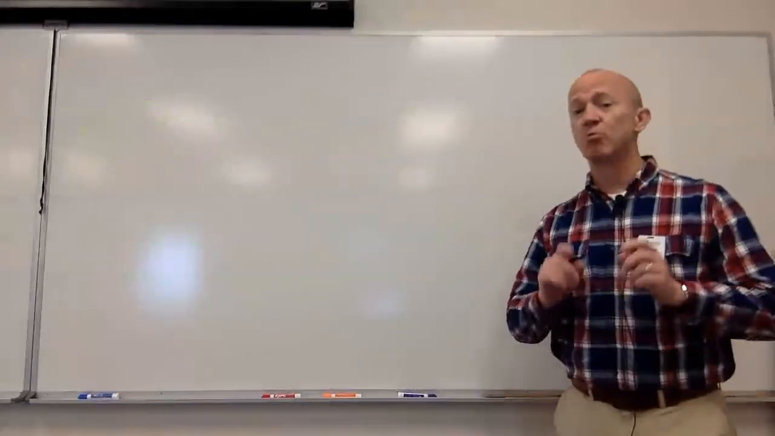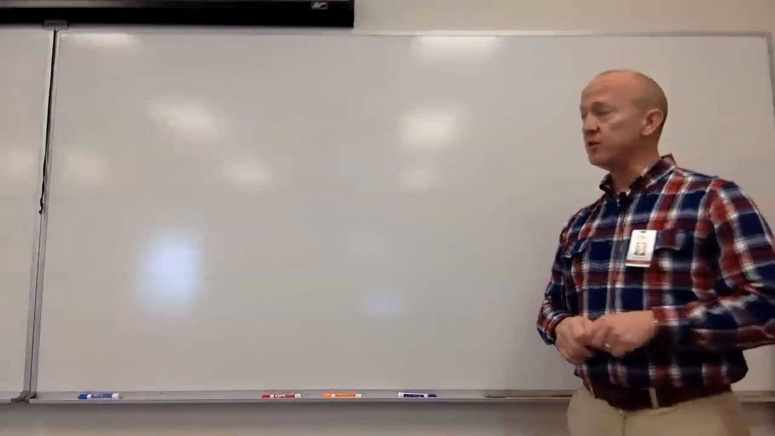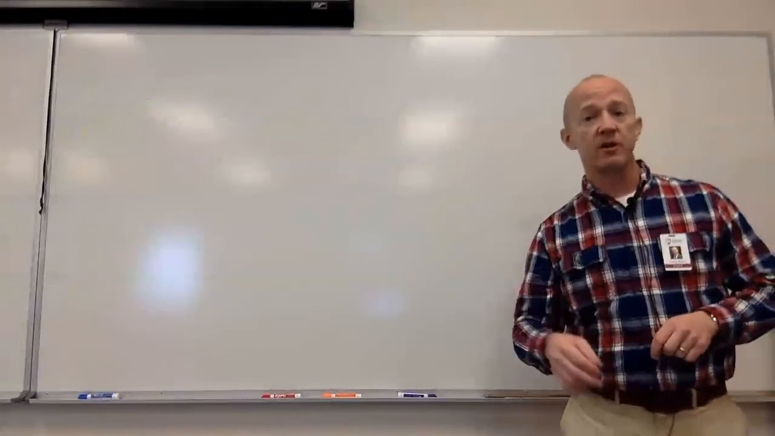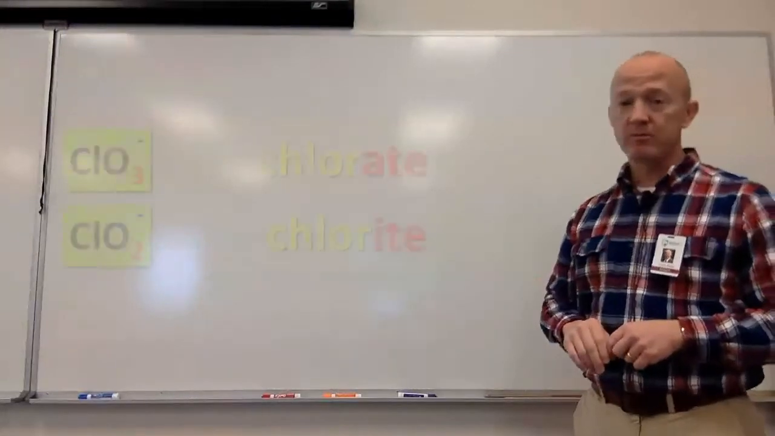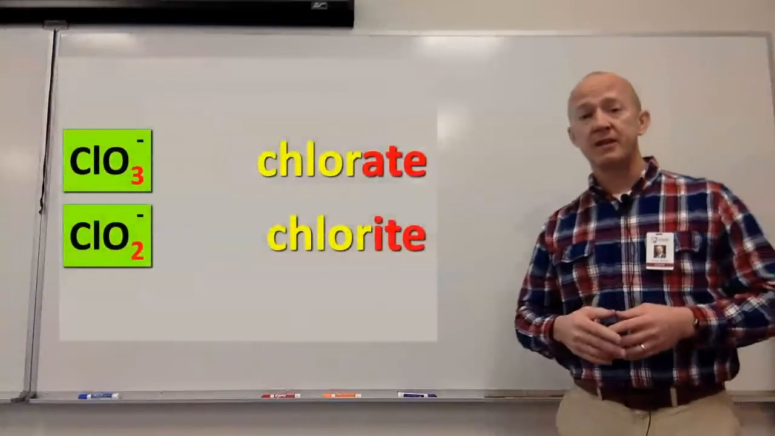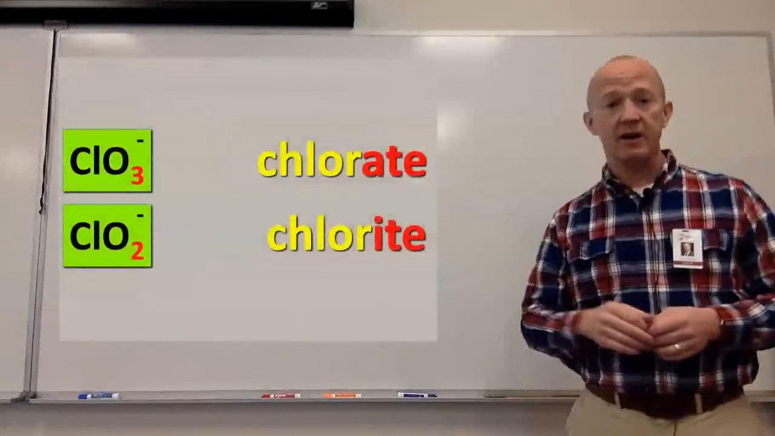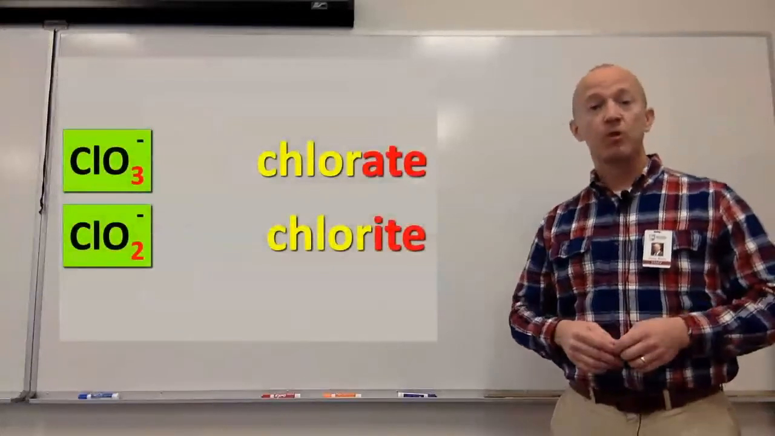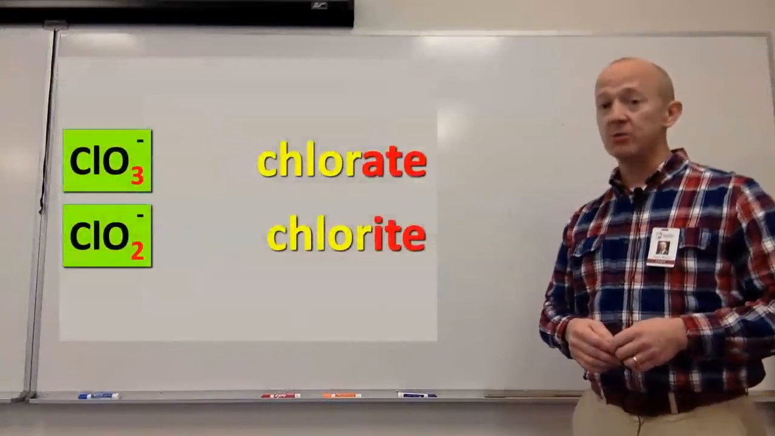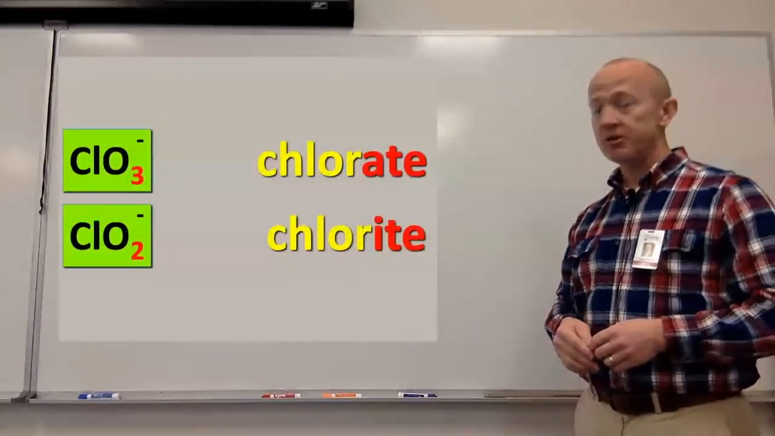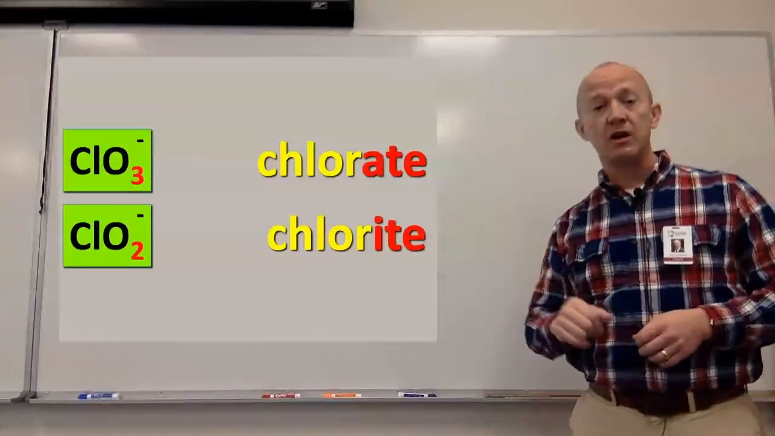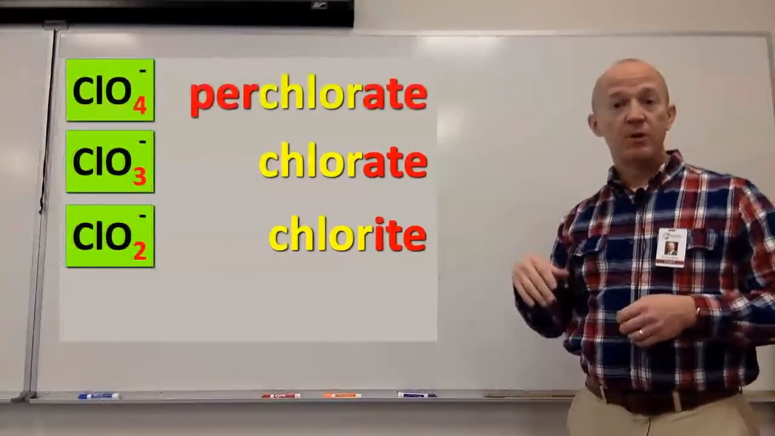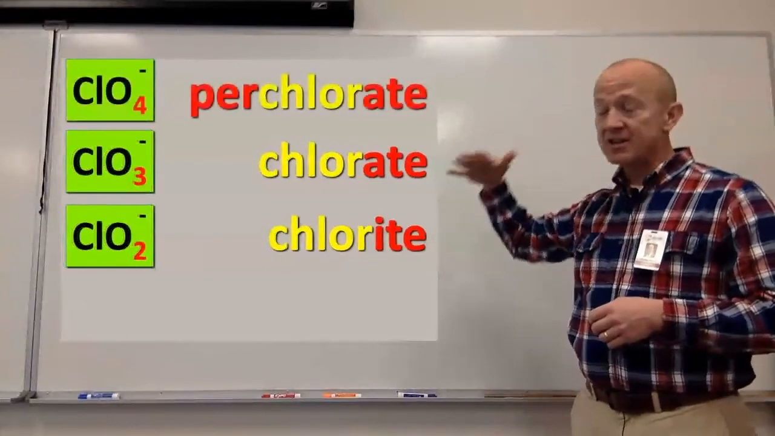We could even take this one step further with the use of the prefix per and the prefix hypo. For example, chlorate is the ClO3 ion. It has a -1 charge. Chlorite is ClO2, and it also has a -1 charge. Notice that the chlorate has one more oxygen than the chlorite does. We can go a step above and a step below.